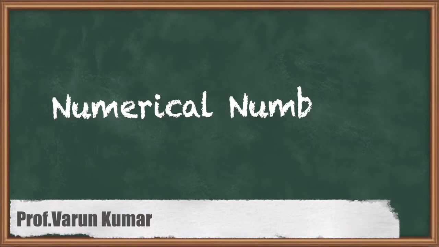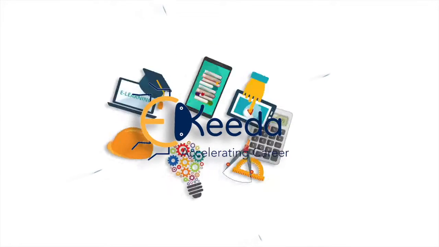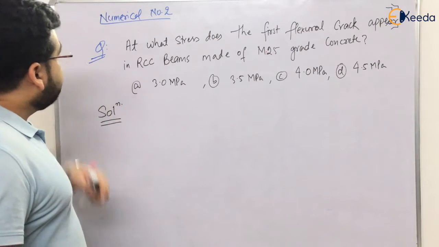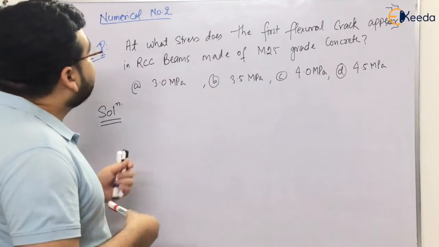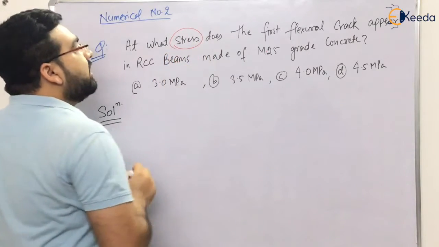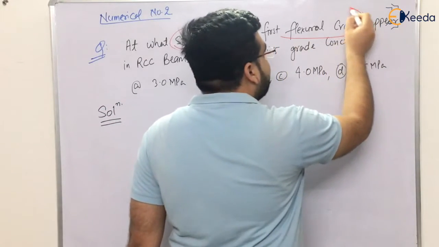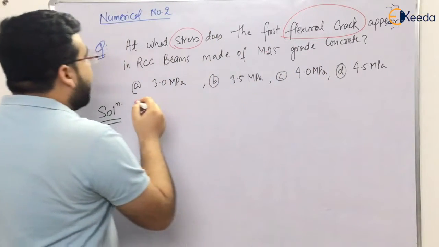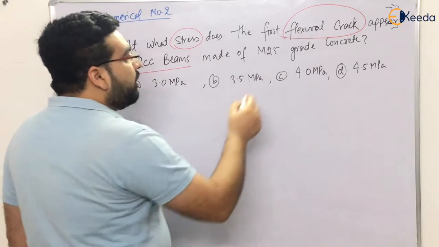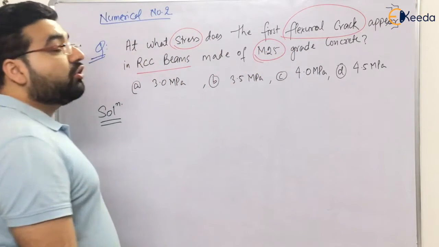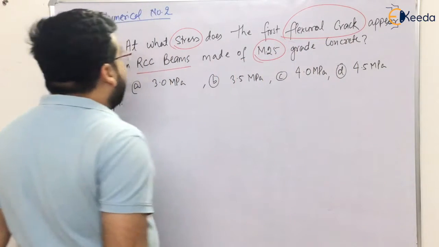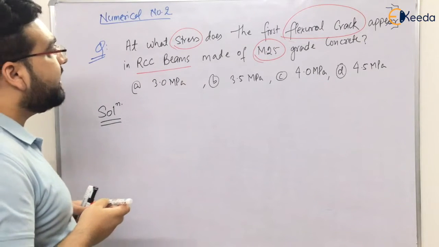Now let us see the second numerical on this topic. The second numerical is: at what stress does the first flexural crack appear in RCC beams made of M25 grade of concrete? Let me repeat it. At what stress does the first flexural crack appear in RCC beams made of M25 grade of concrete?